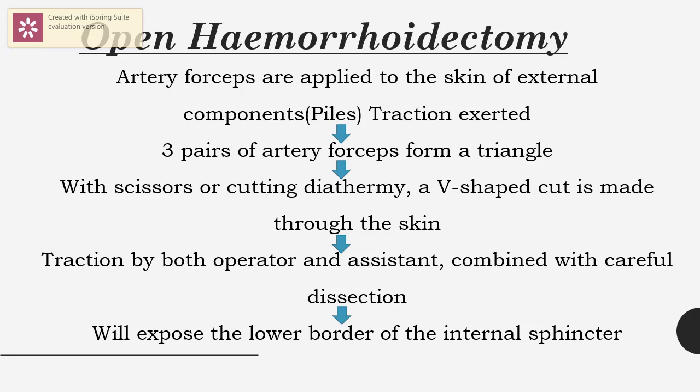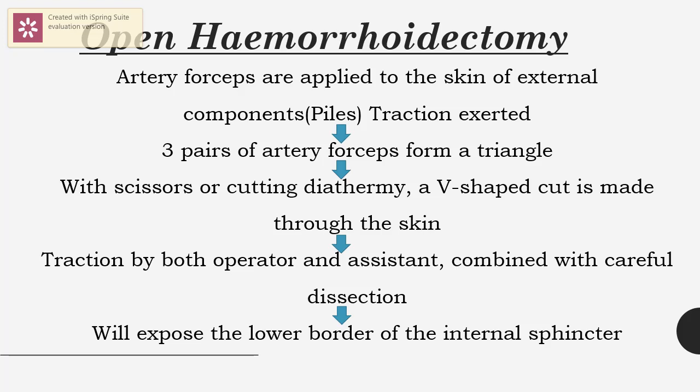So first, open hemorrhoidectomy. I'll be explaining the open hemorrhoidectomy in a flow chart, and in the succeeding slide, I'll be showing the pictures of the open hemorrhoidectomy. So in open hemorrhoidectomy, the anoderm and subcutaneous tissues between the pile masses are injected with dilute adrenaline. It will reduce the bleeding and it will act as local anesthesia.